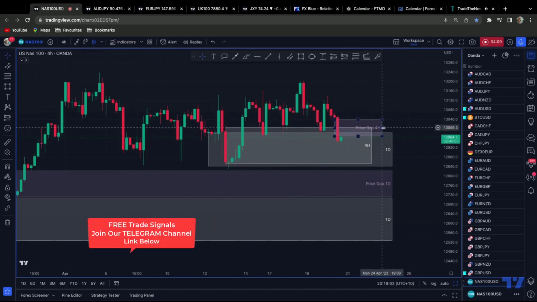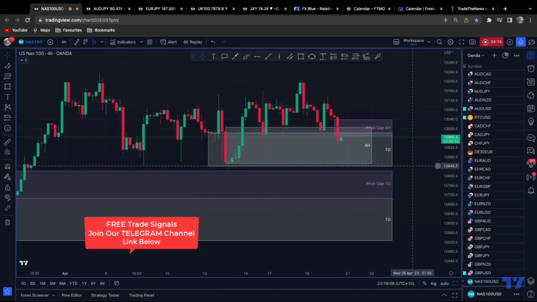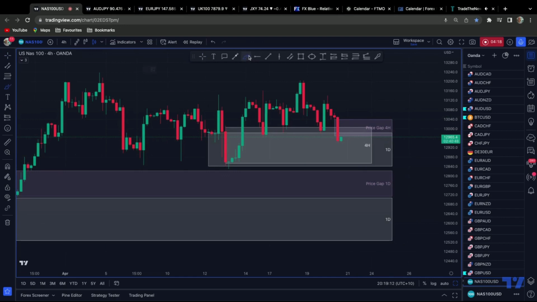I'm always looking at these gaps, and I'm always considering where liquidity is resting. The market's looking for two things, right? It's looking to rebalance, and it's looking for liquidity.